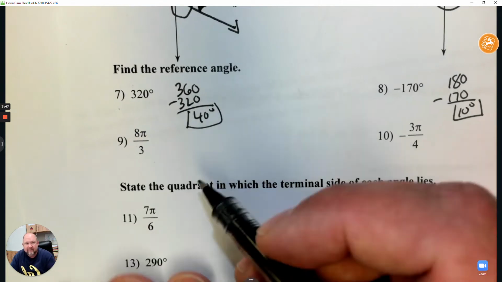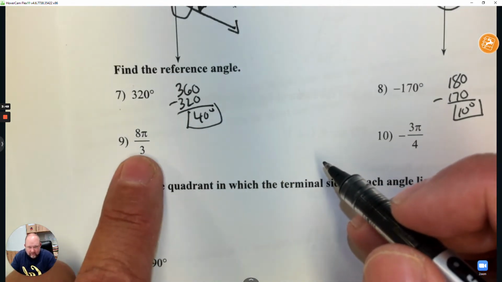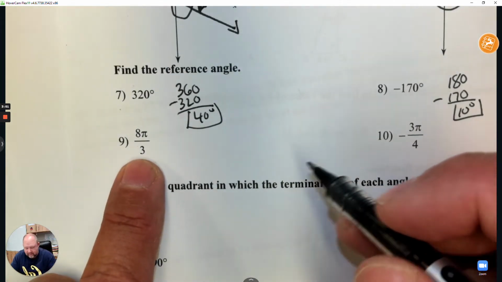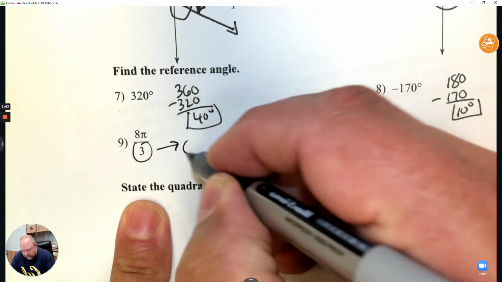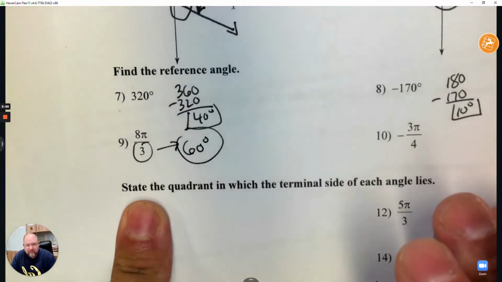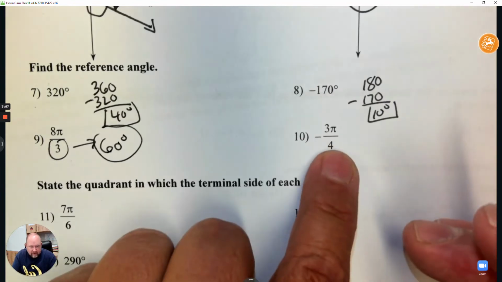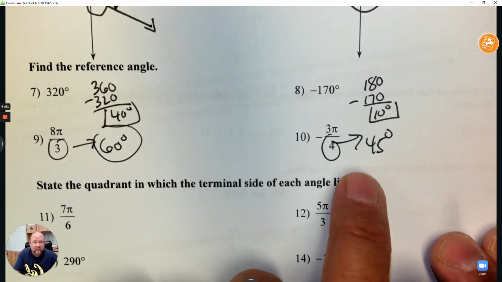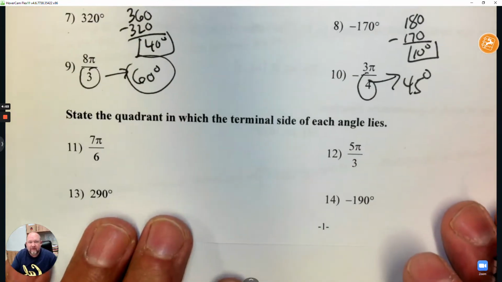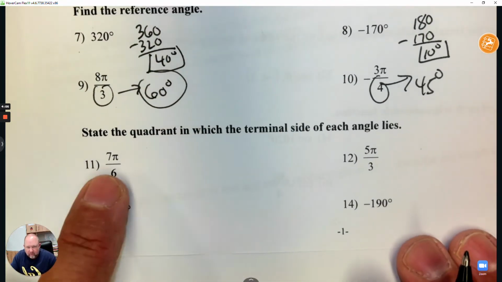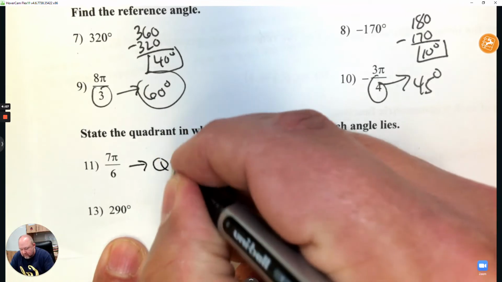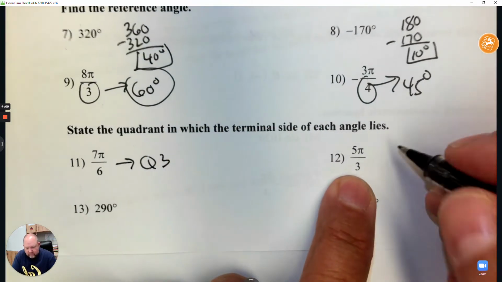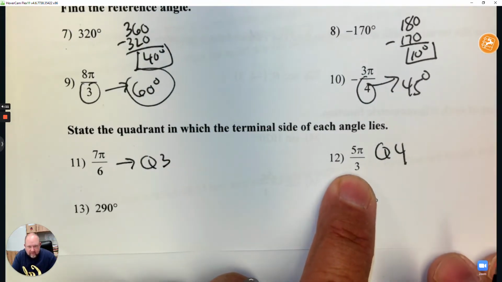For number 9, if it's in radians, and it's a special radian that would be on our unit circle, the denominator tells you that's the reference angle. Here, the denominator tells you that's the reference angle if it's a special angle on the unit circle. State the quadrant that we're in. So knowing the unit circle, this is in quadrant number 3. Knowing the unit circle, this is in quadrant number 4.